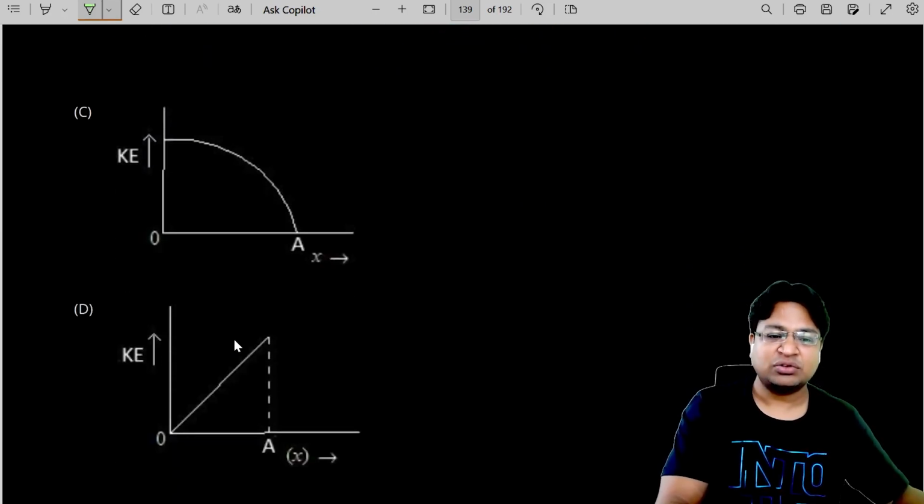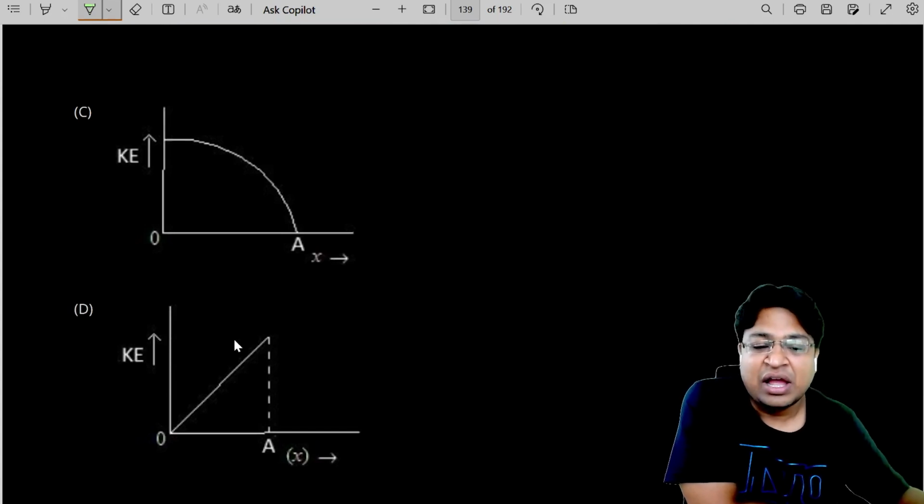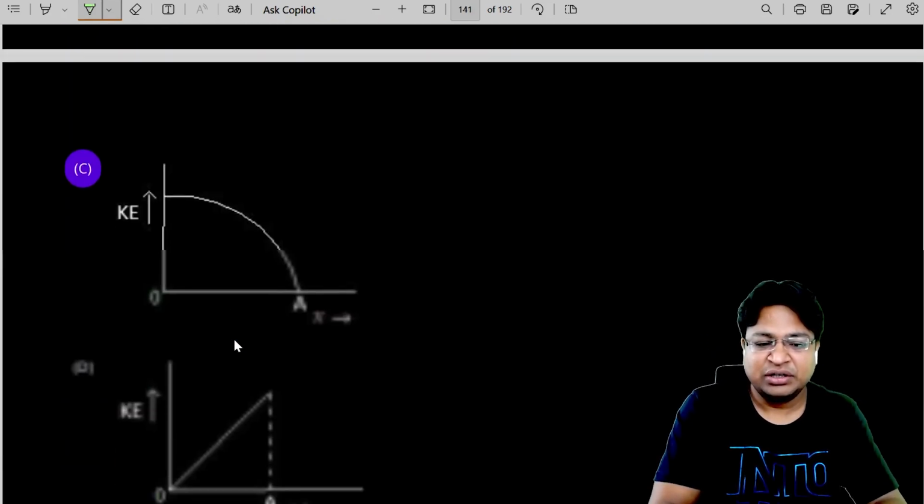Now, when we look at the other two options, this looks like a downward facing parabola. It is a linear relationship. And not only that, it tells us that at amplitude, the kinetic energy is maximum. So this is definitely wrong. Option C is the correct one. All right, so option C would be the correct one here.